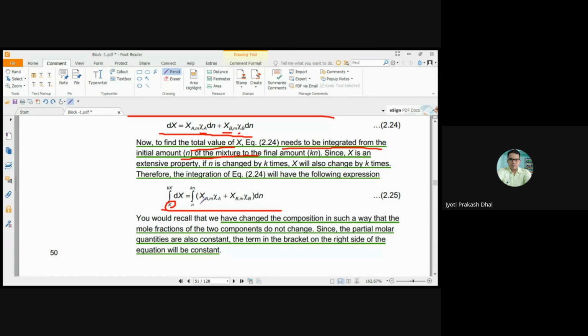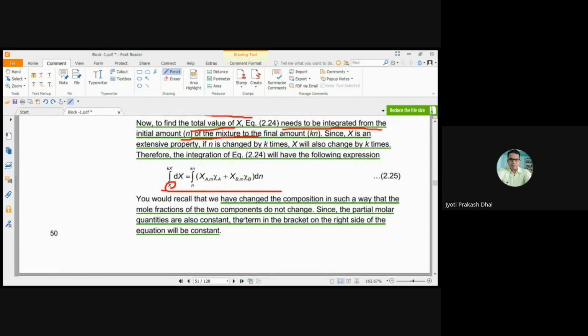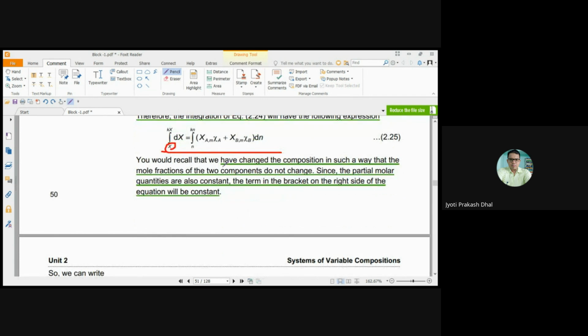So integrating the RHS with respect to n from n to Kn, we find the total change of property X with respect to the change in number of moles of A and the change in number of moles of B. So in this equation, we have changed the composition in such a way that the mole fractions of the two components do not change. That means the initial mole fractions of component A and component B are also the final mole fractions of component A and component B.